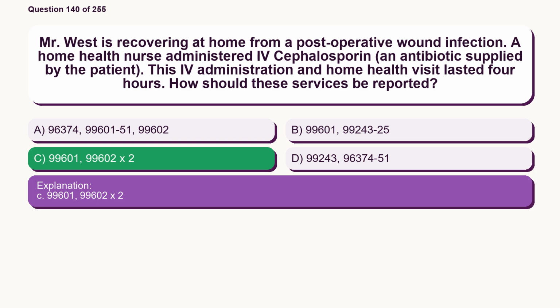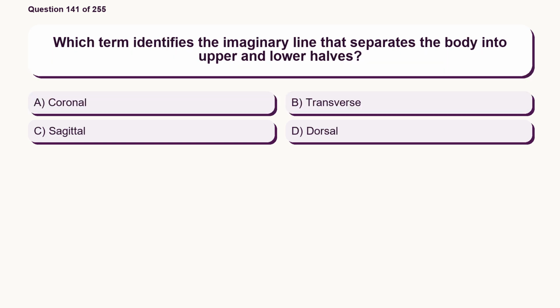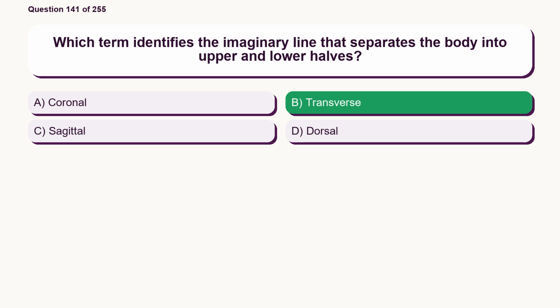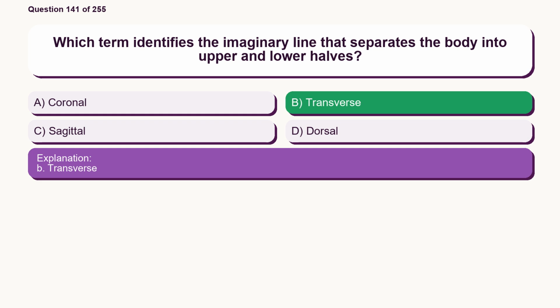99,602 x 2. Question 141. Which term identifies the imaginary line that separates the body into upper and lower halves? Option A, coronal. Option B, transverse. Option C, sagittal. Option D, dorsal. The correct answer is option B, transverse. B, transverse.